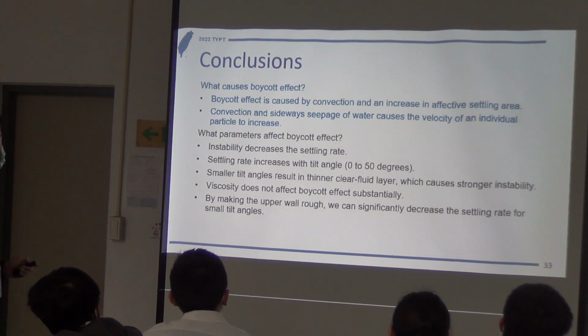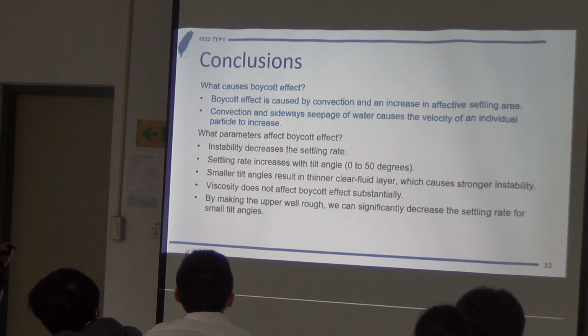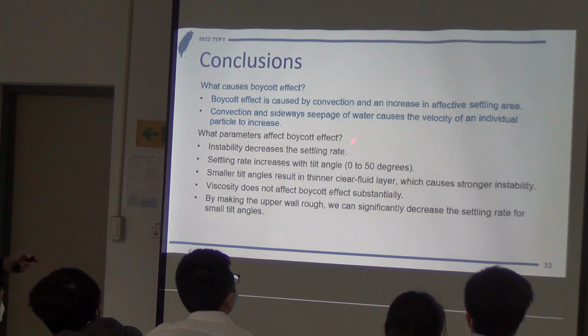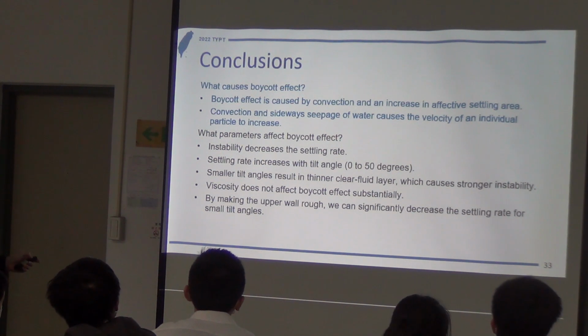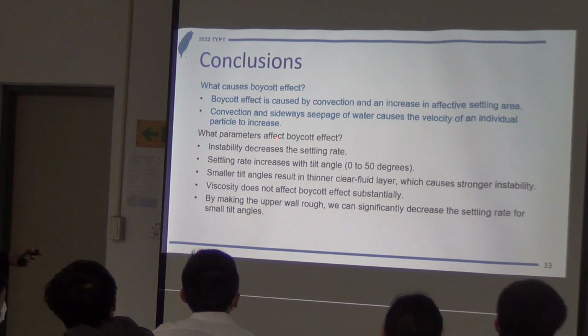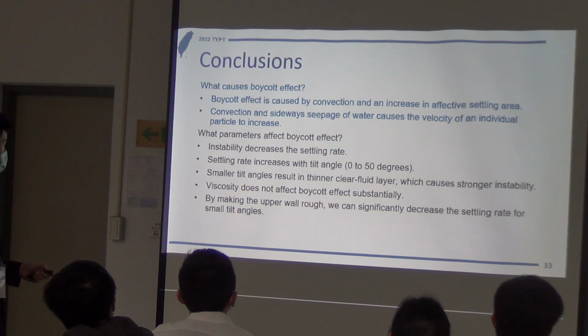So for conclusions, what causes the Boycott effect? The Boycott effect is caused by convection and an increase in the effective settling area. And what's not predicted by PNK is that the convection and sideways seepage of water causes the velocity of the individual particle to increase.